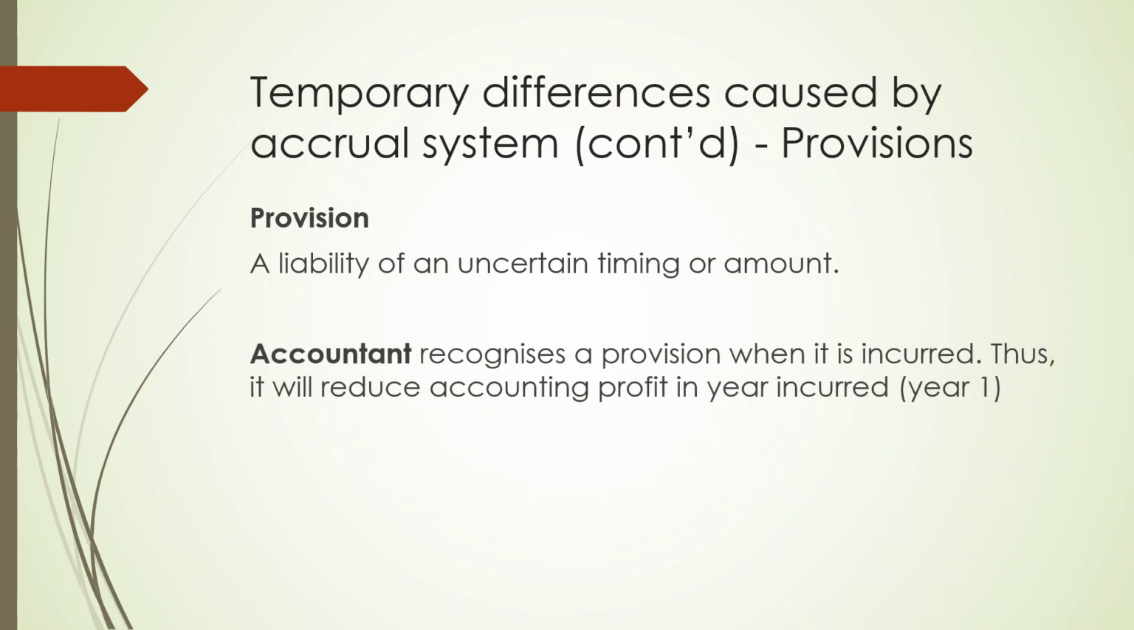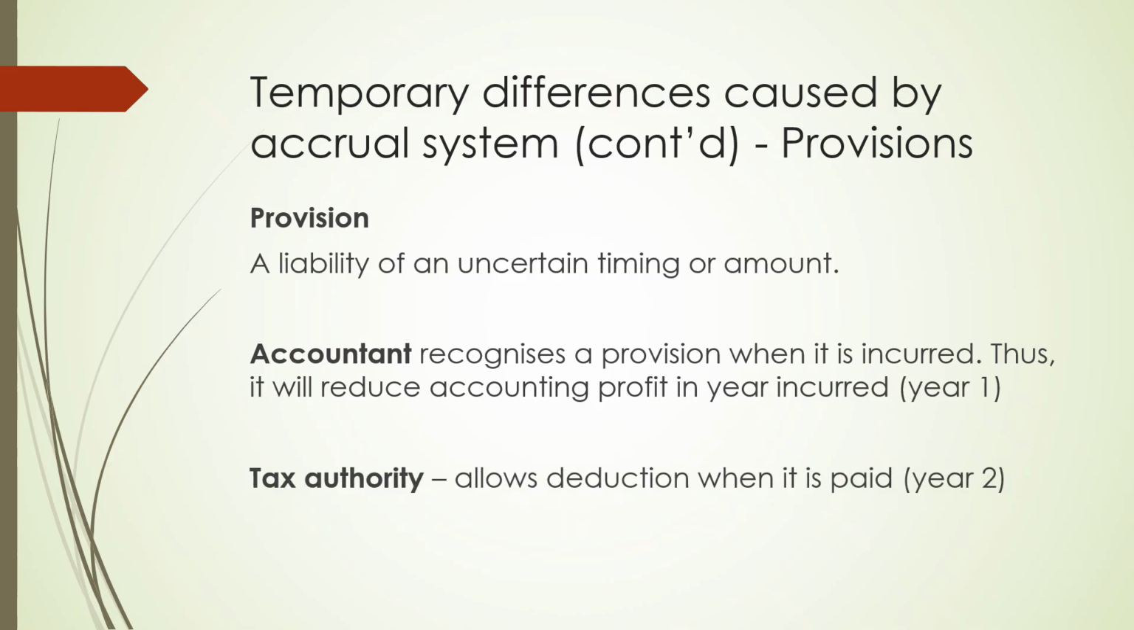The accountant recognizes a provision when it is incurred. Thus, it reduces accounting profit in the year that it is incurred, for instance, year 1. While the tax authority will only allow a deduction of the provision when it is actually paid. For instance, the provision may be paid in year 2. We can think about a provision for warranty costs.